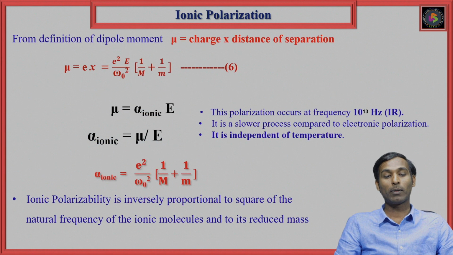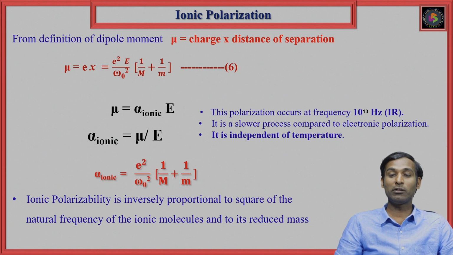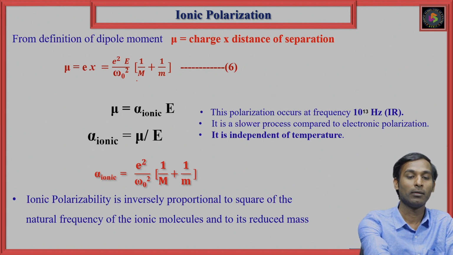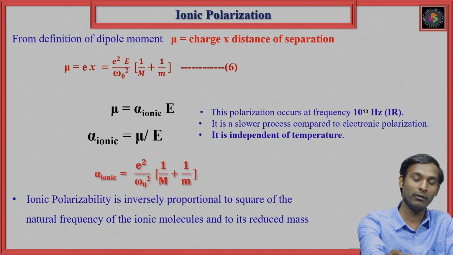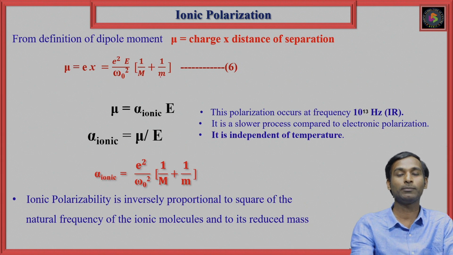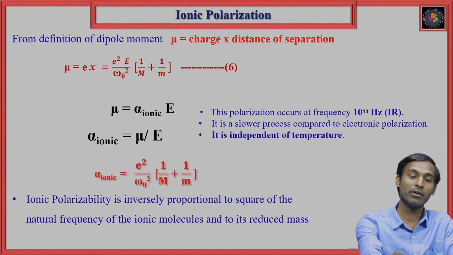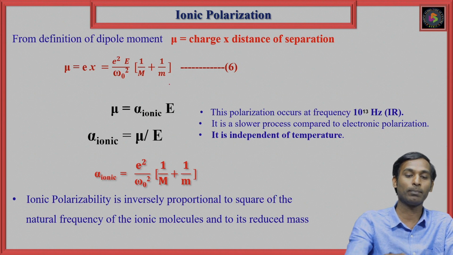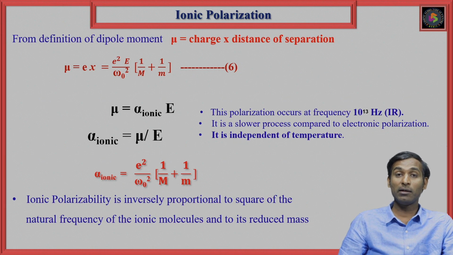Coming to the next slide, from the definition of dipole moment, the induced dipole moment mu is equal to charge into distance of separation, right? What is our distance? Again x is the distance, right? So the induced dipole moment mu is equal to small e into capital X. Substitute the x value here from the previous case, equation number 5, right? Substitute this value here, and we will get the final equation, equation number 6: 1 by capital M plus 1 by small m. Omega naught square is the natural frequency, and we can write it as the angular velocity of the ion.